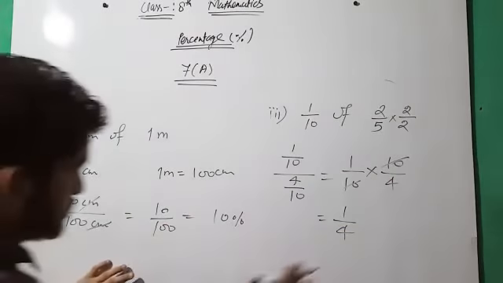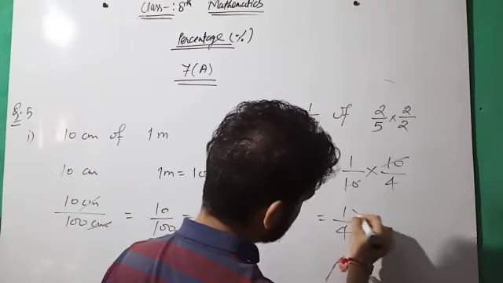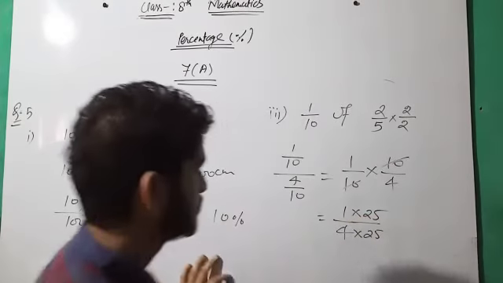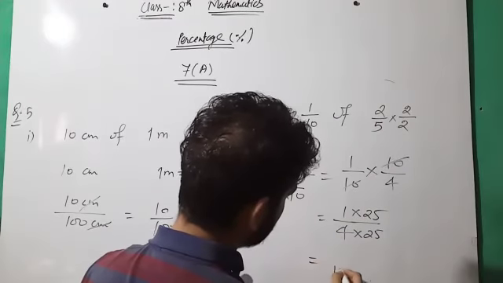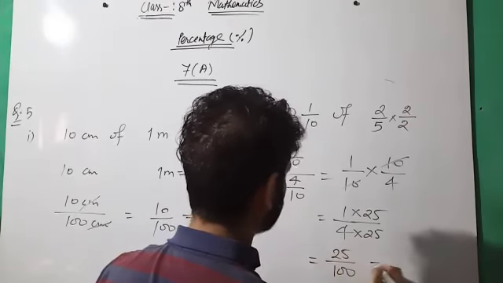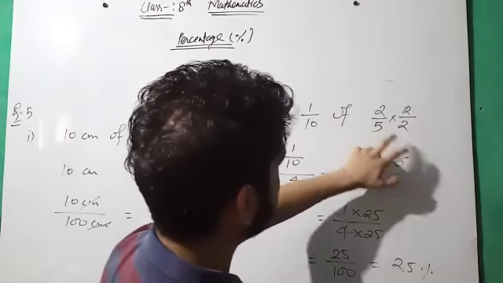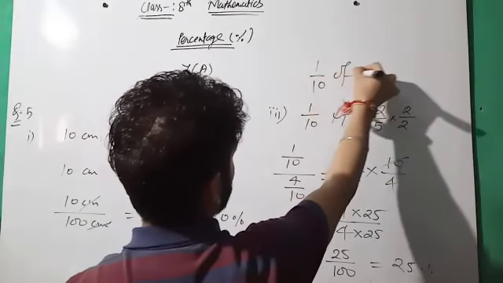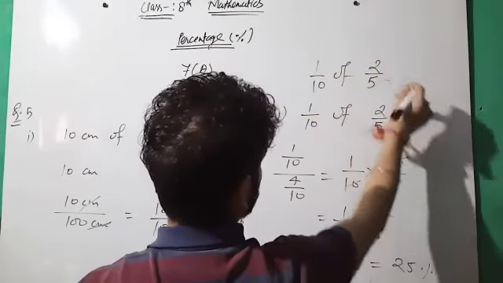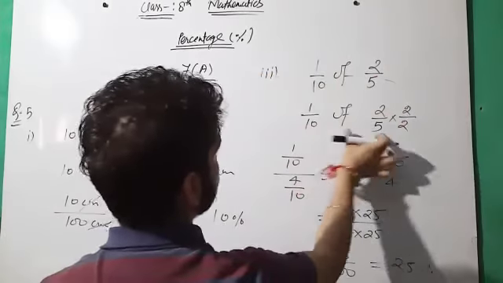It means 1/4. If you convert this in percentage, so can we say that? Yes or no? So 25 into 4, that is 100, and 25, so it is 25%. 1/10 is the 25% of 2/5. Okay, actually the first step is that we just have to multiply 2/5 with 2/2 so that the LCM of both the fractional values are the same.